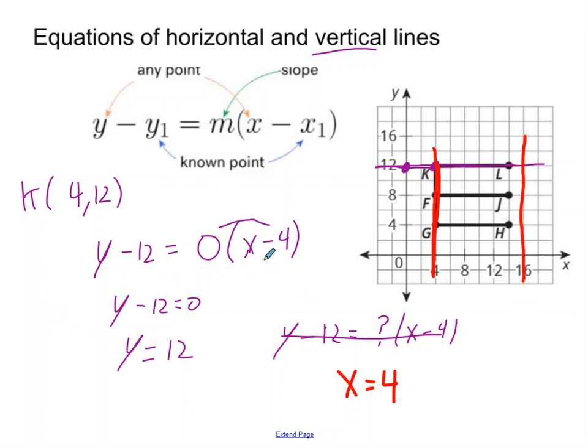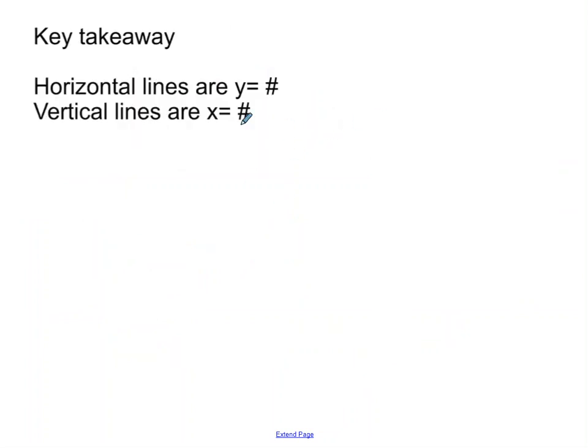So the key takeaways from how to do vertical and horizontal lines is that horizontal lines are always y equals the number of the y-intercept. And vertical lines are always x equals a number, and that number being the x-intercept.